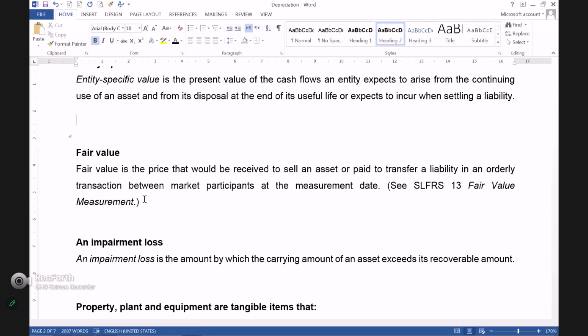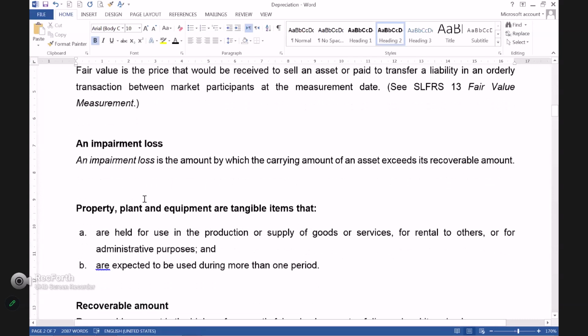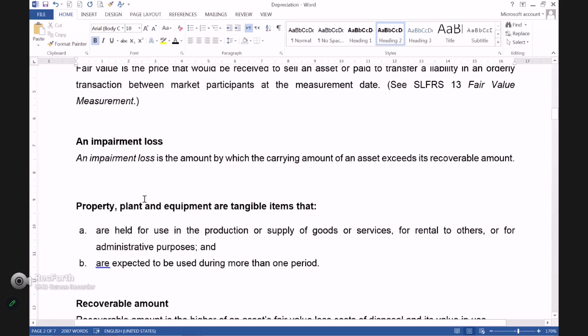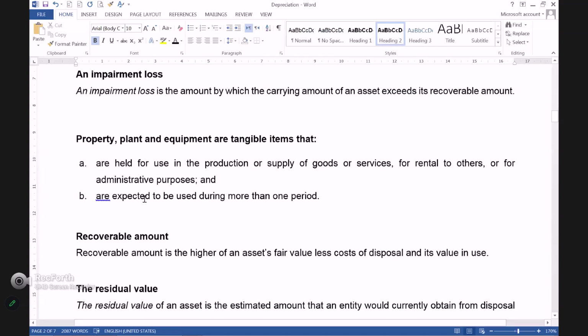At the measurement date, the impairment loss. The impairment loss is the amount by which the carrying amount of an asset exceeds the recoverable amount. So carrying amount greater than the recoverable amount is the impairment loss. You will discuss fair value and impairment loss in detail in third year. Okay, so this is just for your information, you can read it.